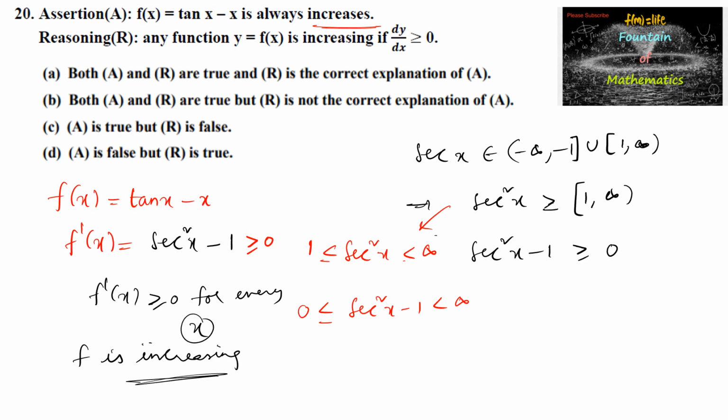F is increasing always. And coming to the reason, any function y is equal to f of x is increasing if dy by dx is greater than or equal to 0, which is a fact. So the function is said to be increasing if the derivative is always greater than or equal to 0 for the values of x in the domain of the function. So we can consider that the assertion is true and the reason is also true, and it is the reason for the assertion. So we can go with option A: both assertion and reason are true and R is the correct explanation of A.